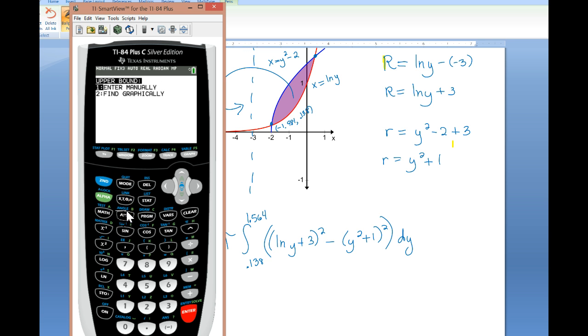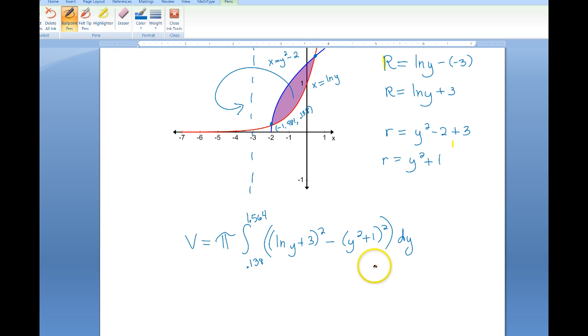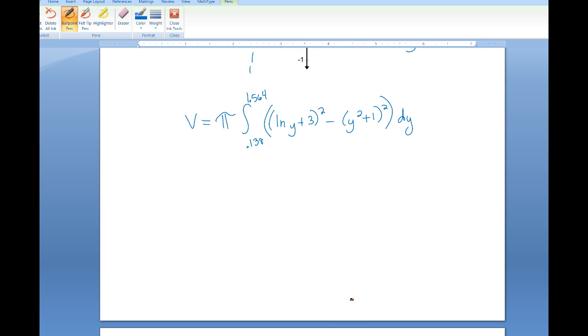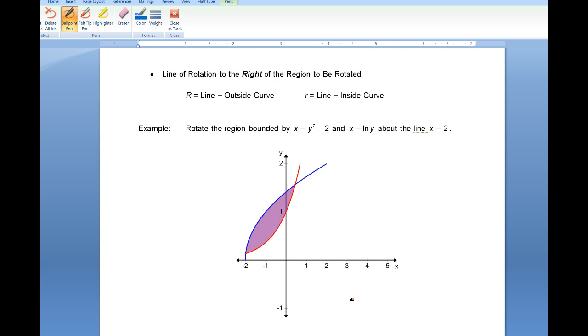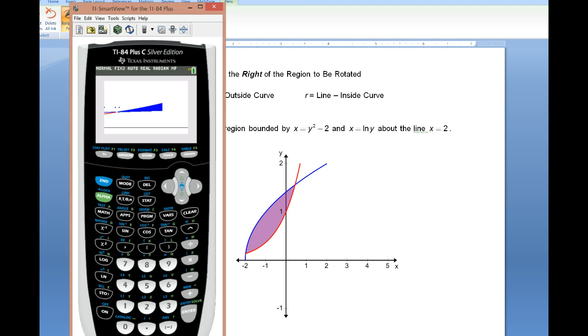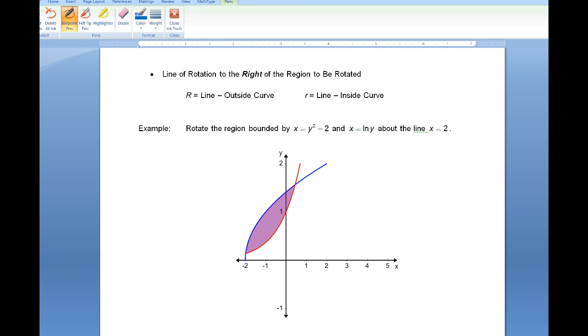Oh, you know what? I messed up. It asks for what line you're rotating around. Where does it ask you to plug in what line you're rotating around? Axis of rotation. I think we got... Yeah, I have to go back. The setup's right, but it gets like -3. Right.